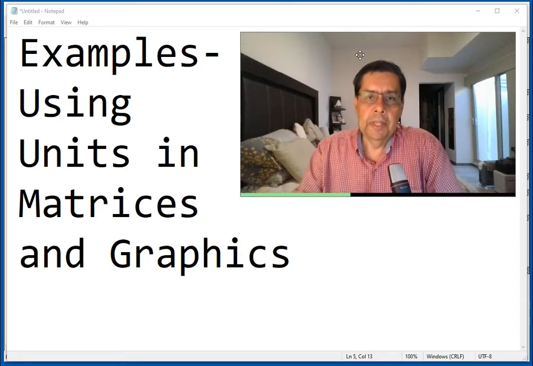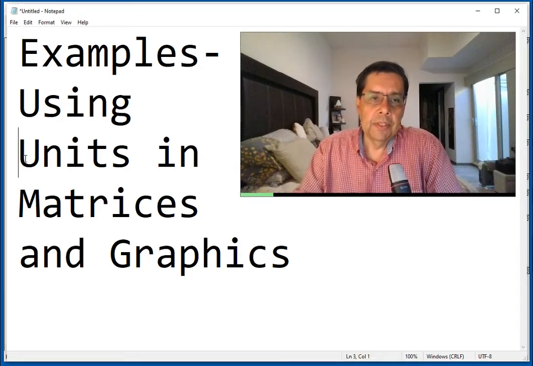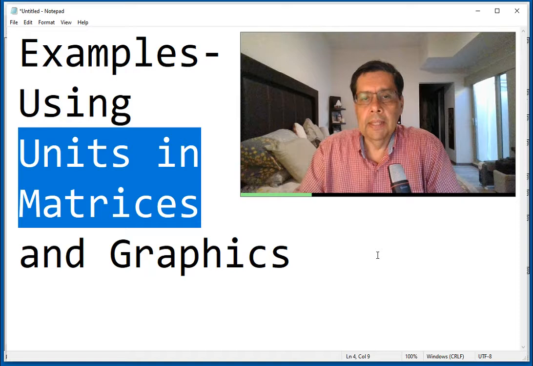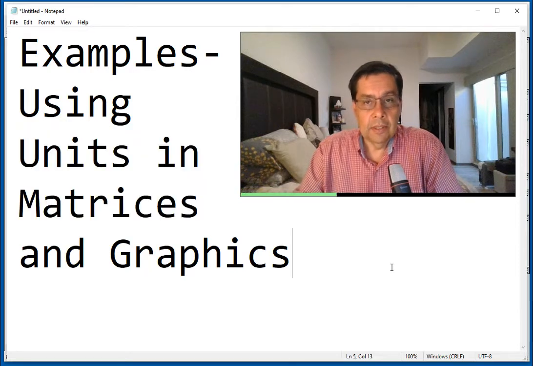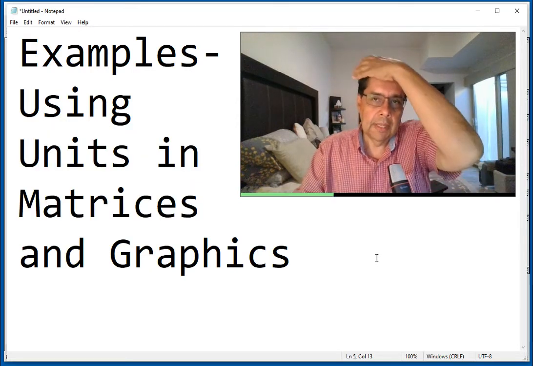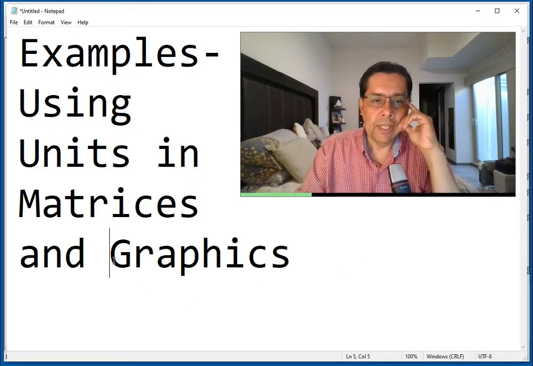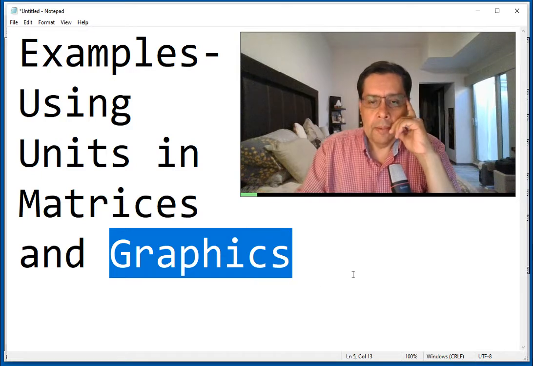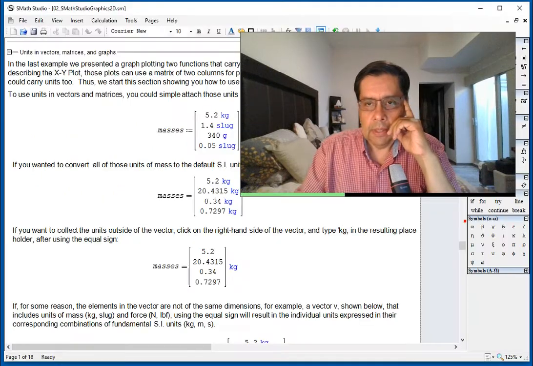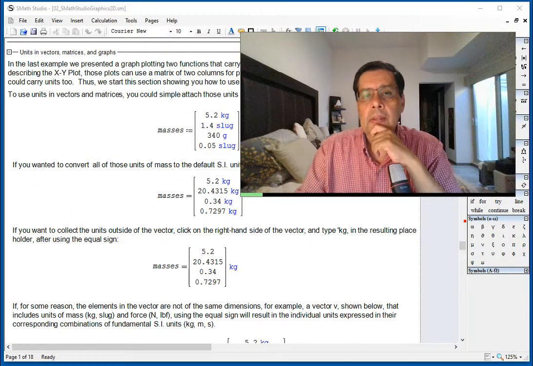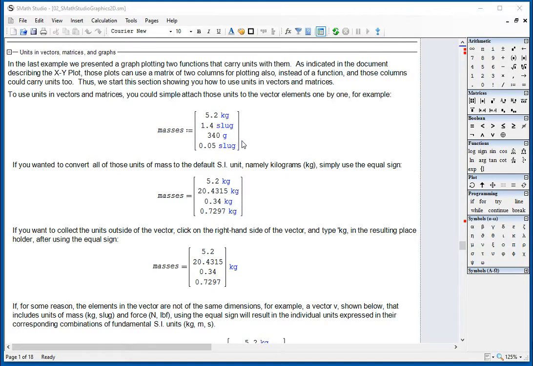In the present video, we're going to talk about the use of units when defining matrices or vectors of data, as well as the application in graphics. For that purpose, we're going to start with this SMath Studio file, where I have defined a vector called masses.